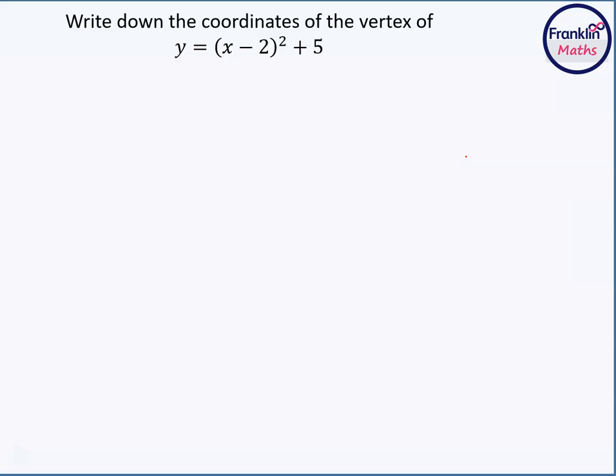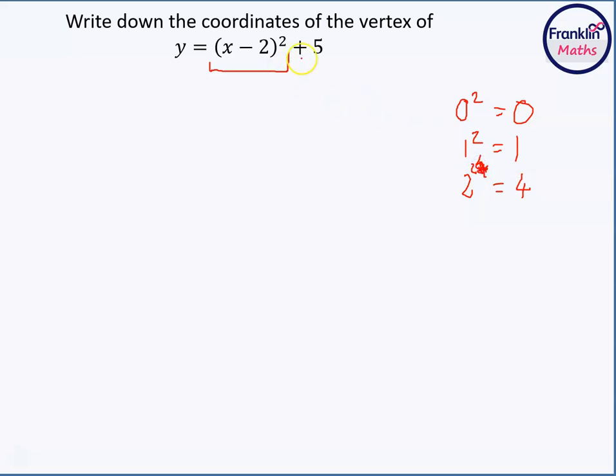Okay, so we want to look at really why these are the coordinates of the vertex. It's all to do with this little bit here. Now, we know, for instance, that if you square anything, it's either 0 or bigger, ignoring imaginary numbers. So, if you square 0, it's 0. If you square 1, it's 1. Square 2, it's 4.